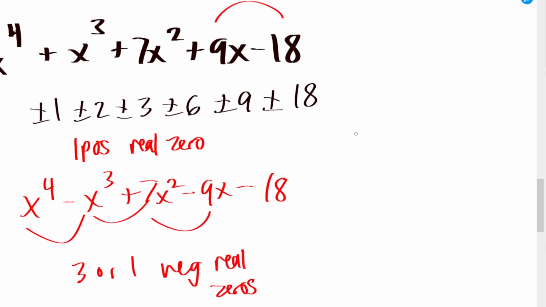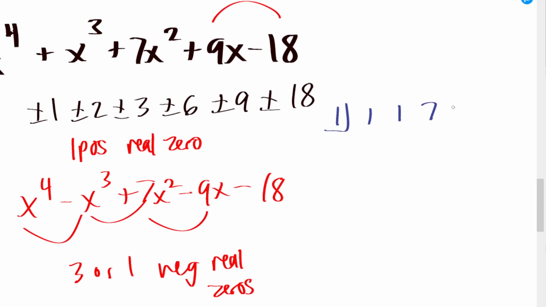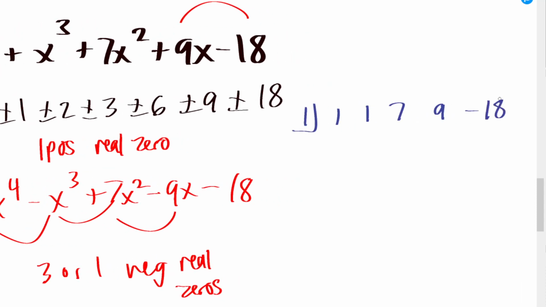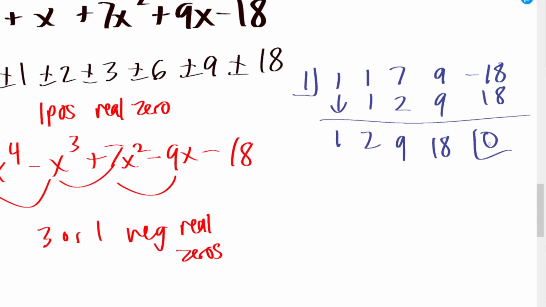But with this in mind, let's start doing some synthetic division. I'm going to try positive 1 first. So I have 1, 1, 7, 9, negative 18. Don't forget placeholder zeros. In this case, it's not really applicable. Drop the 1, 1, 2, 2, 9, 9, 18, 18. Awesome. 1 was a zero. Now we can work with this problem, which is x cubed plus 2x squared plus 9x plus 18.